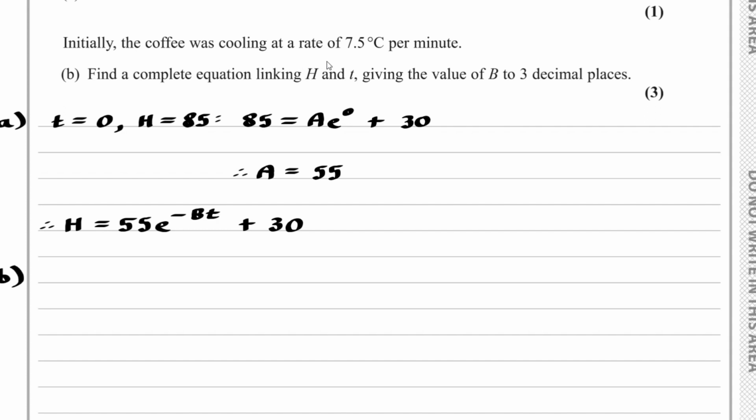Initially, the coffee was cooling at a rate of 7.5 degrees per minute. For part B, we have to find a complete equation linking H and t, giving the value of b to 3 decimal places.